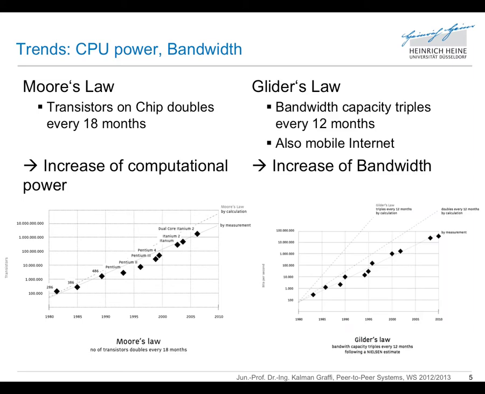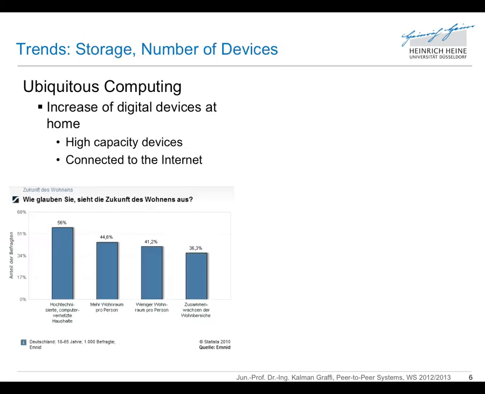Okay, so computational power is increasing, and also bandwidth is increasing. There's Gilder's law, which says bandwidth capacity triples every 12 months. Now we have LTE, also mobile internet is covered, and Deutsche Telekom now wants to introduce 100 Mbit at home, and Google Fiber, and all that is coming. So also bandwidth and computational power increase.